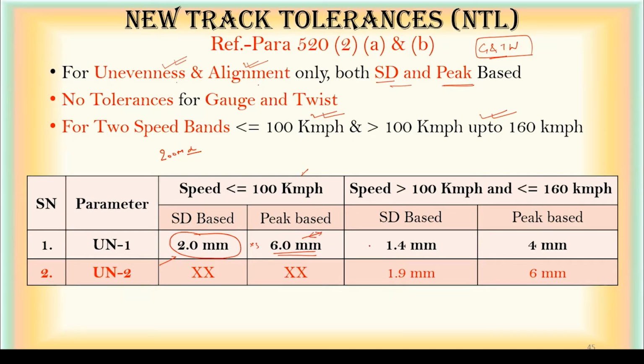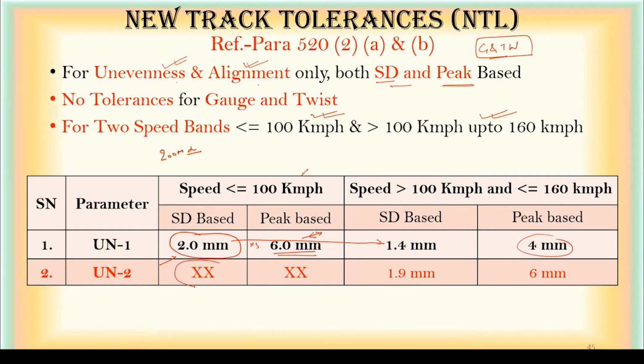For higher speed band, we can appreciate that uniformity should be more. Is it okay? Uniformity ज़्यादा होनी चाहिए, speed band बढ़ गया तो चलेगा ना? Okay or not? Participants? Okay, sir. So you can see as you increase in the speed band, this range reduces, and similarly 1.4 into 3, 4 mm. So in this way, new track tolerance for unevenness have been fixed.